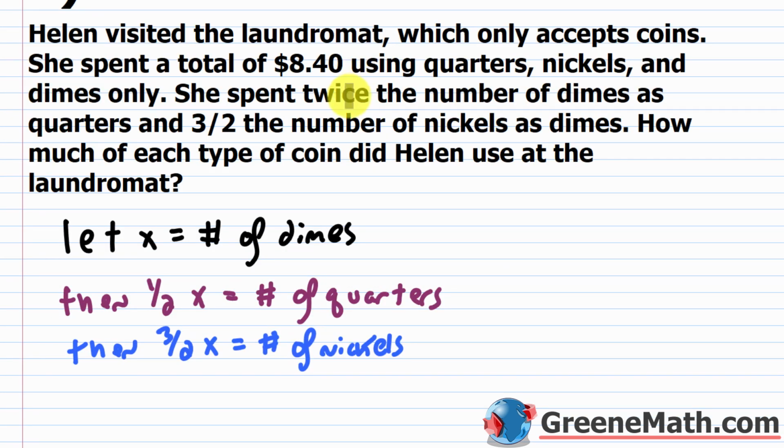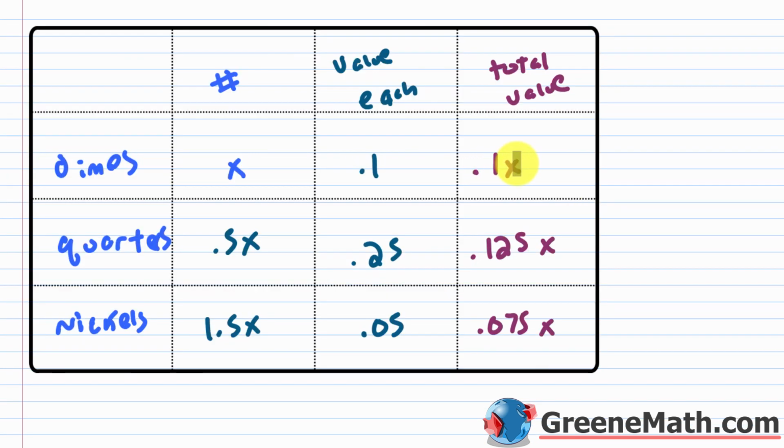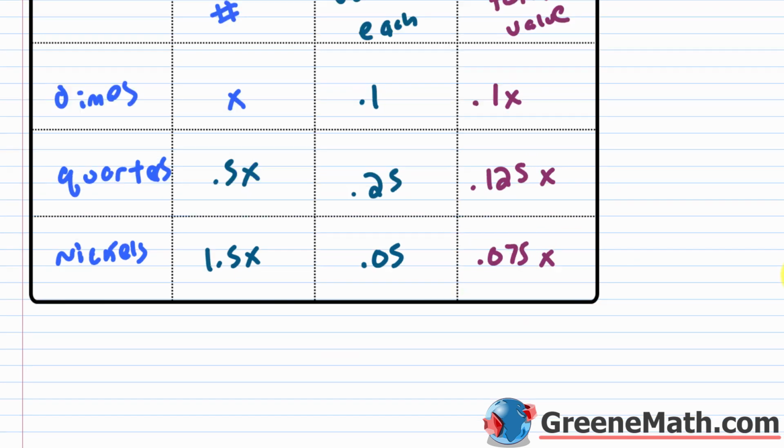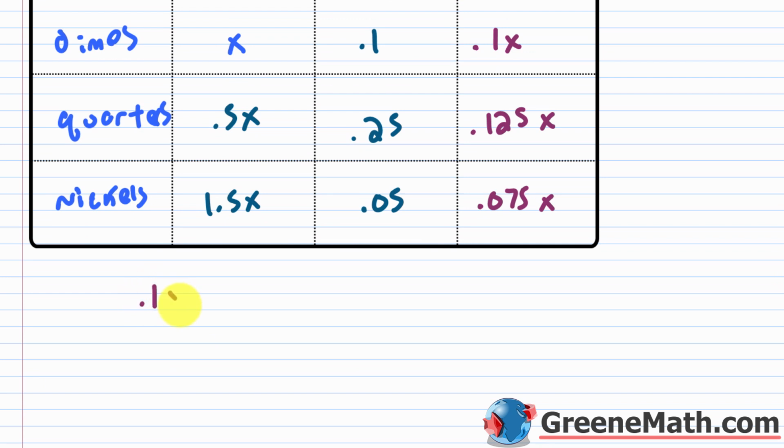All right, coming back up here, remember, the total she spent was $8.40. So again, that's coming from here, plus here, plus here. So the amount she spent with dimes, plus quarters, plus nickels, has to be equal to $8.40. Let me slide down here. I'll say 0.1X plus 0.125X plus 0.075X is equal to 8.4.